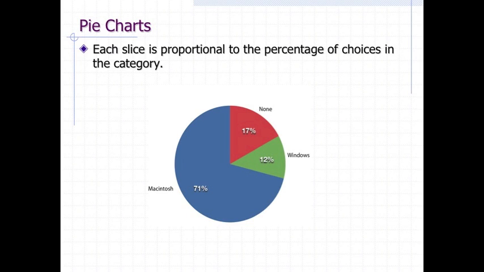The pie chart in the figure shows the results of the iMac study. In a pie chart, each category is represented by a slice of a pie. The area of the slice is proportional to the percentage of responses in the category. Although most iMac purchasers were Macintosh owners, Apple was encouraged by 12% of purchasers who were former Windows users and by 17% of the purchasers who were buying a computer for the first time.